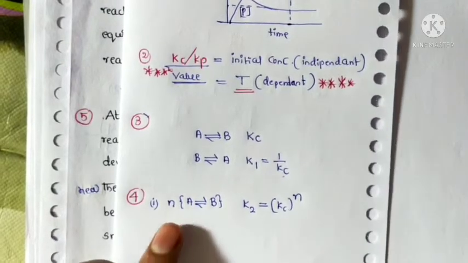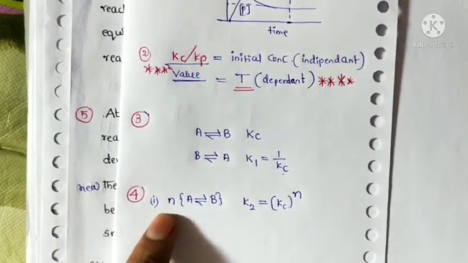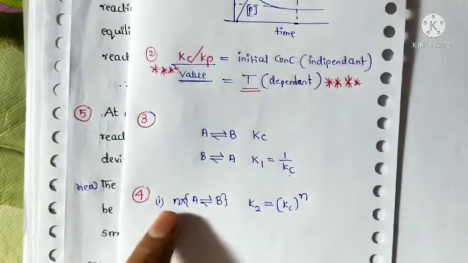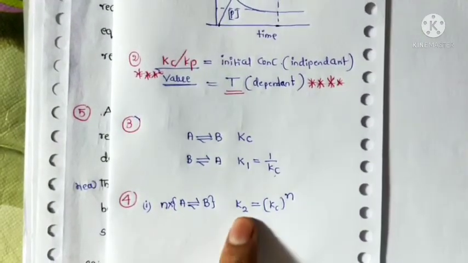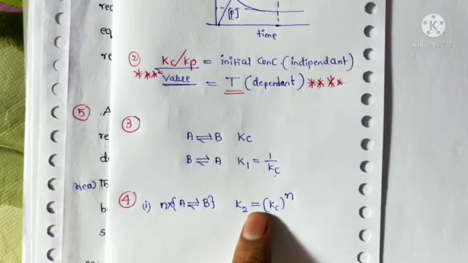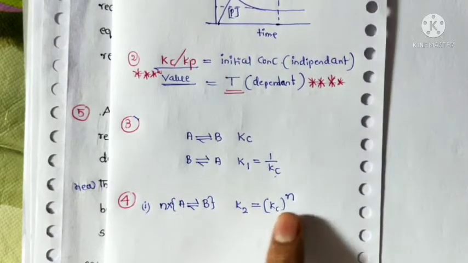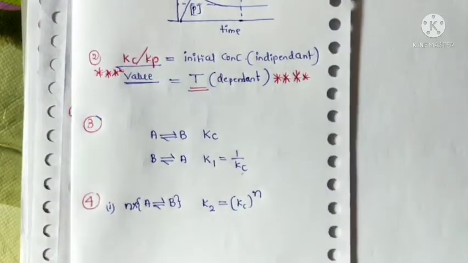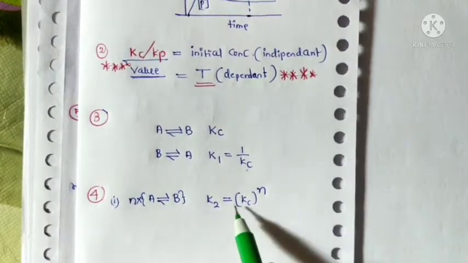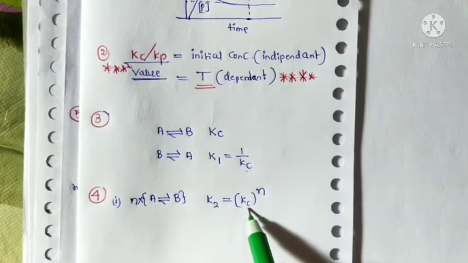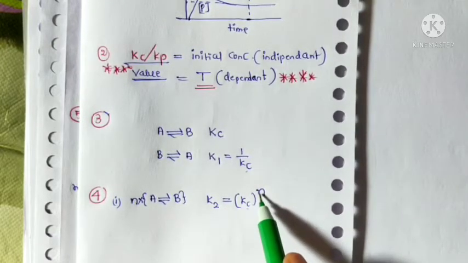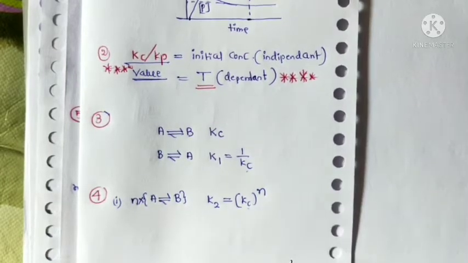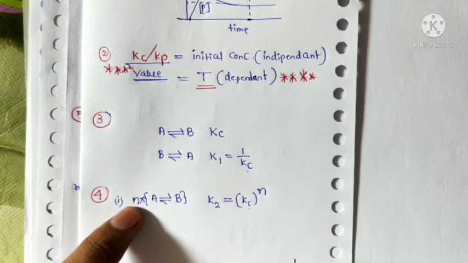Okay, whenever it is multiplied with a small integer, then the new equilibrium constant is exactly equal to the equilibrium constant raised to the power of the small integer, whenever it is multiplied by n.